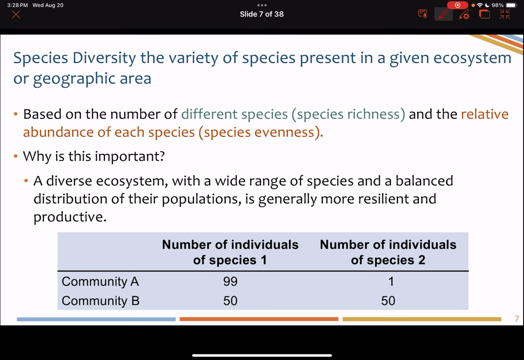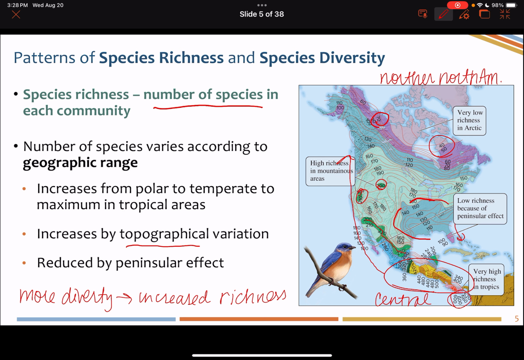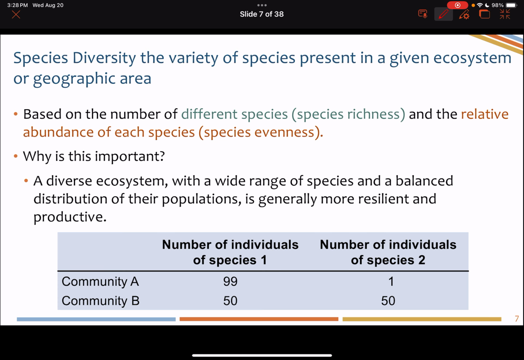Our second measure in a community is a measure of species diversity. Now, species diversity is actually a very complicated calculation. We are not going to do the calculation here, but species diversity is going to directly affect the stability of a community. Now, diversity and richness are going to sound like they're the same thing, and they kind of are. So species richness was the number of species in a community.